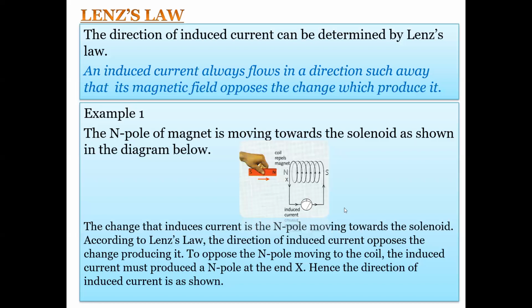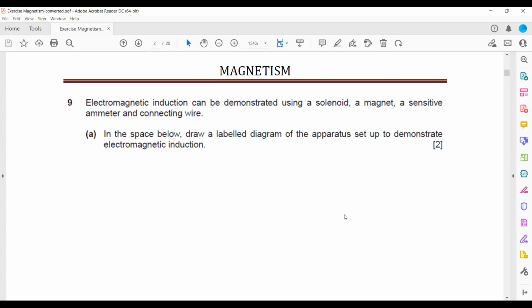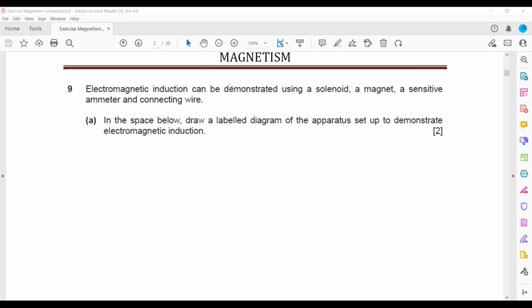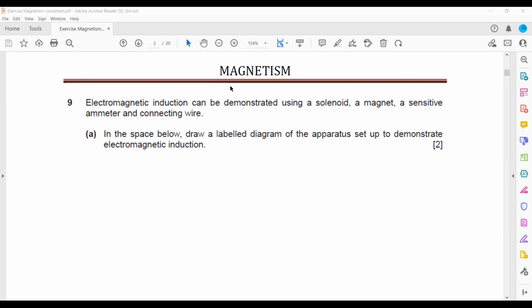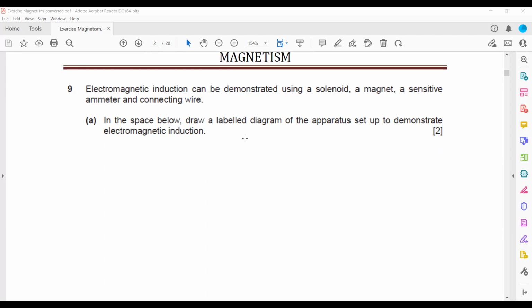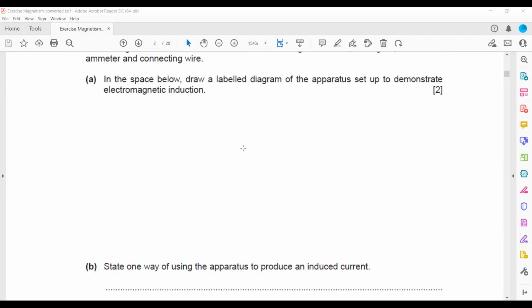Now, how will you find exam style questions related to electromagnetic induction in the exam? As in this question, electromagnetic induction means that a change in magnetic field produces EMF. We call that electromagnetic induction. It can be demonstrated by using a solenoid. Solenoid means when we have a coiled wire with many turns, we call it a solenoid, a magnet and a sensitive ammeter and connecting wires. In the space below, draw a labelled diagram of the apparatus set up to demonstrate electromagnetic induction.